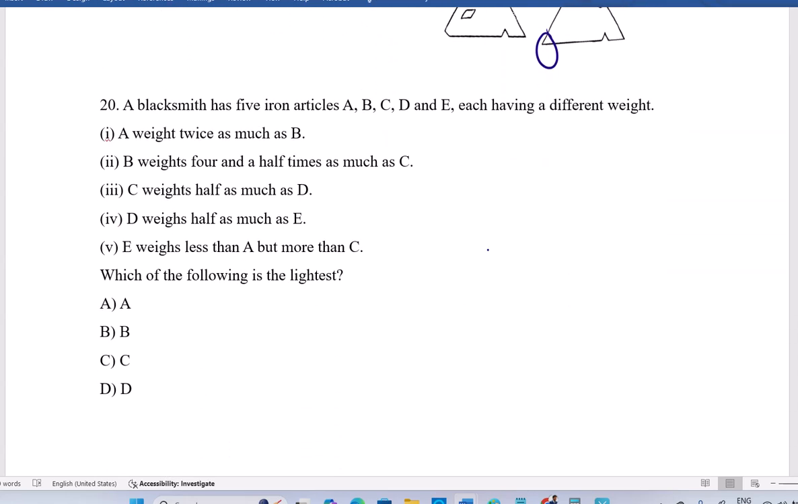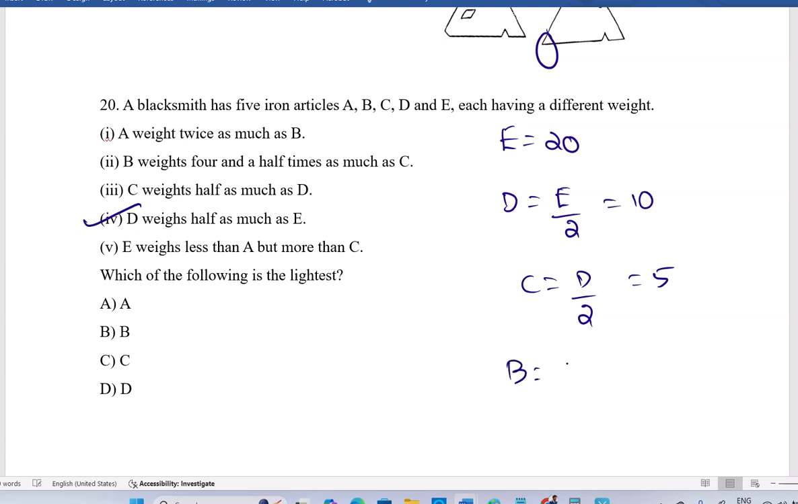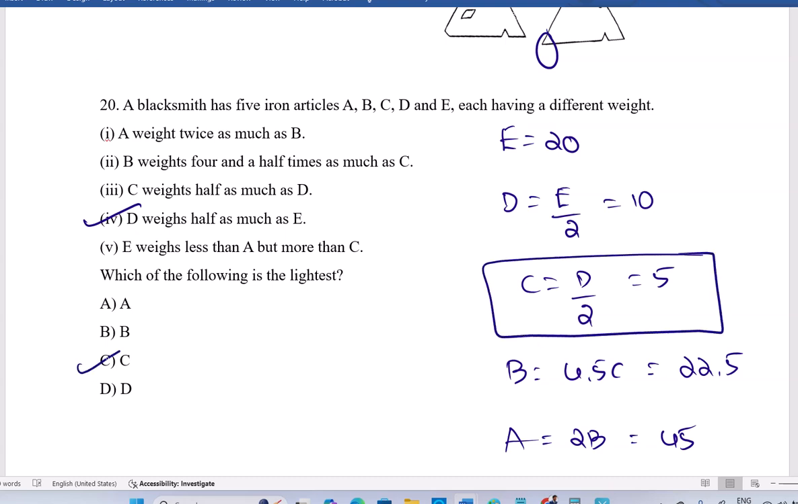Next, 20. There is a relationship one by one. I'm assuming, let's say E equal to 20. D is half of E, which is 10. C is half of D, which is 5. B is 4.5 times C, which is 22.5. A is twice B, which is 45. Question is, which is the lightest? C is the lightest. Right?